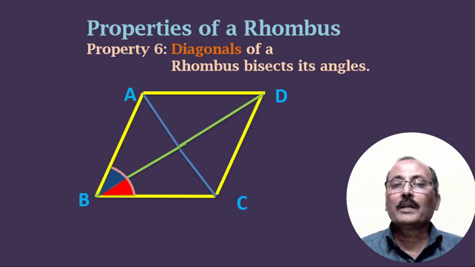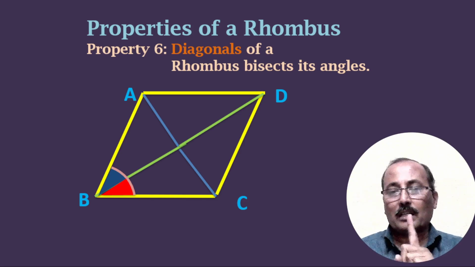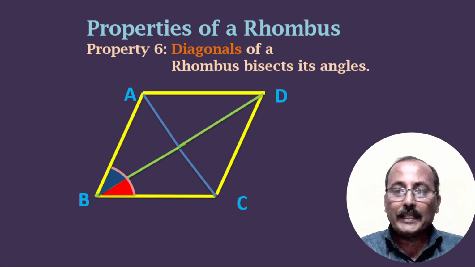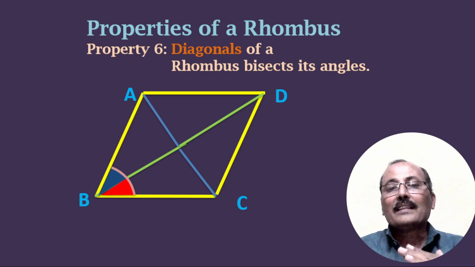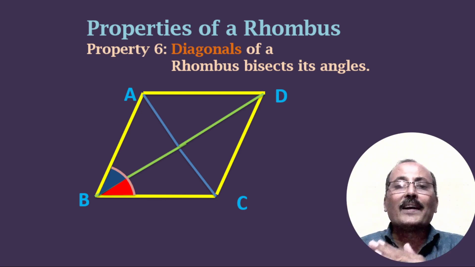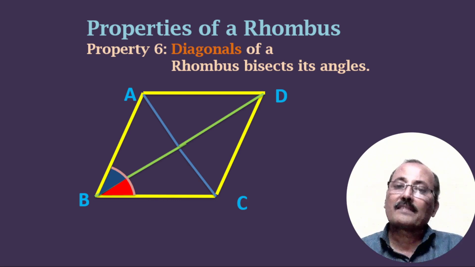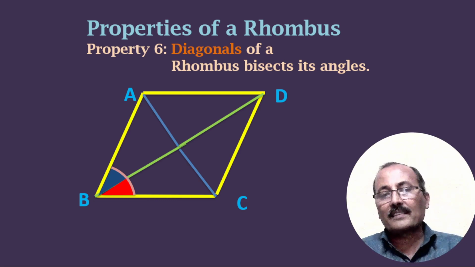Now property number 6. Diagonals of a rhombus bisect its angles. What is it? Angles here in two colors. At angle B, I marked one angle. If I prove it, it is enough, I hope. So at angle B, that is equal, we have to show. Bisecting means what? That diagonal line divides that angle, either A or B or C or D, into two parts. This side and this side both are equal.